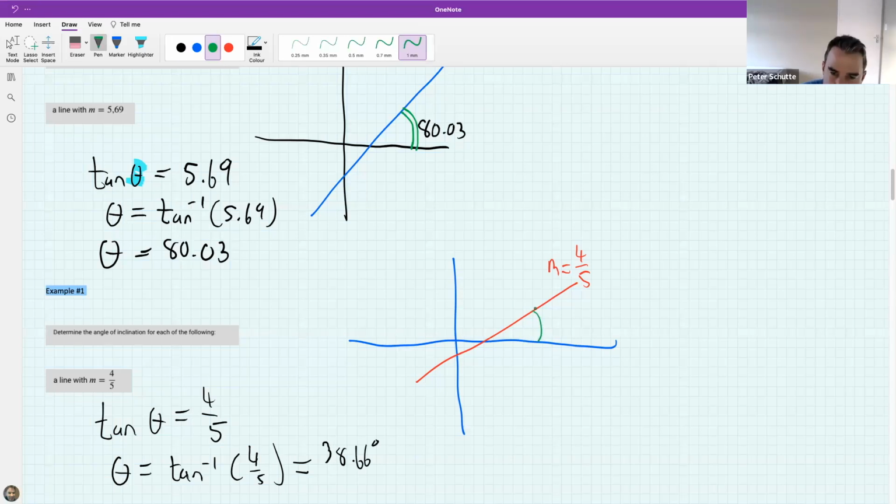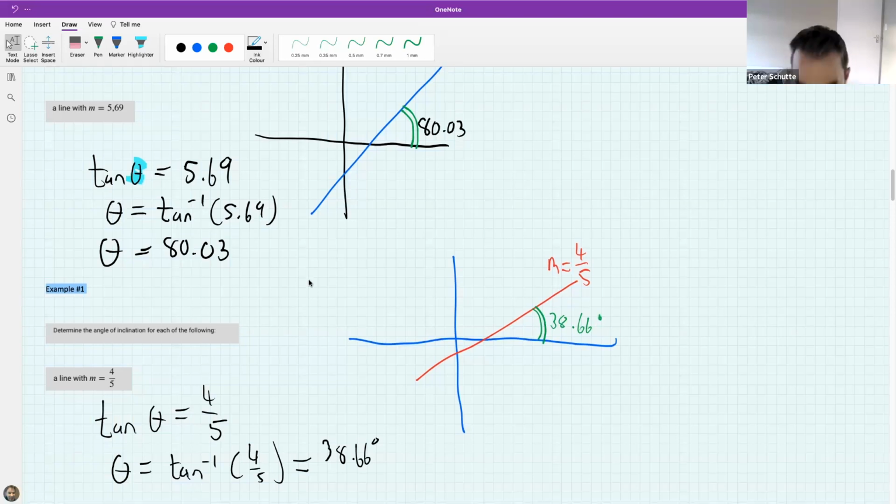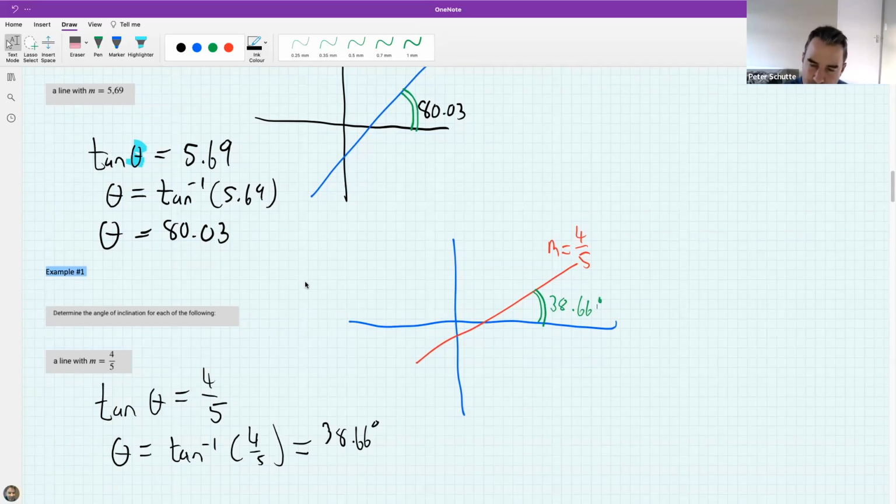And it seems like we're getting 38.66 degrees based on what students are saying. Yeah, so it's not so bad to go the other direction. I just seem to have to remember that when I want this angle theta, I have to use the inverse tan, or sometimes teachers say shift tan, and I have to use the shift button on my calculator. If you're not getting 38.66, you're probably not using the shift tan of 4/5.